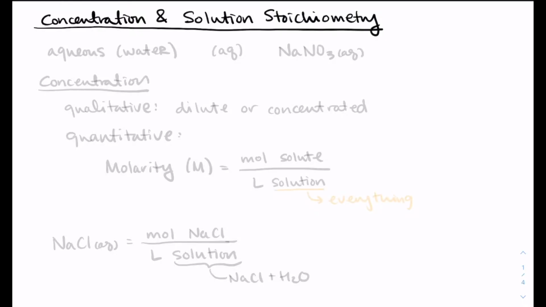Our next topic is concentration and solution stoichiometry. Because so many of the reactions that we will deal with are in solution, which means that the components are dissolved, usually in water for general chemistry, and because of this, it will be hugely important in lab. It's a good topic for us to talk about at this point.